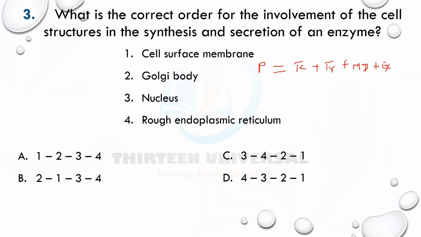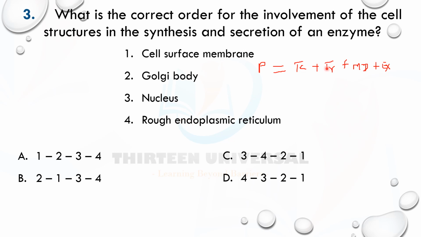So in protein synthesis, the first process is transcription. So where does transcription occur here? Where? 3, the nucleus. So I go to the options. Where does 3 start from? C. That's my answer. Now after transcription, mRNA goes to where? Rough endoplasmic reticulum, 4, because it contains ribosomes.